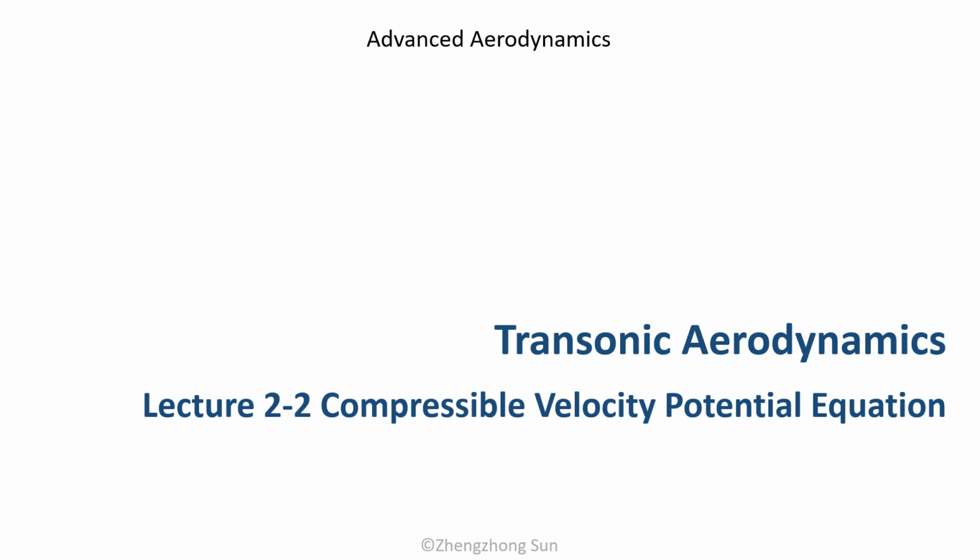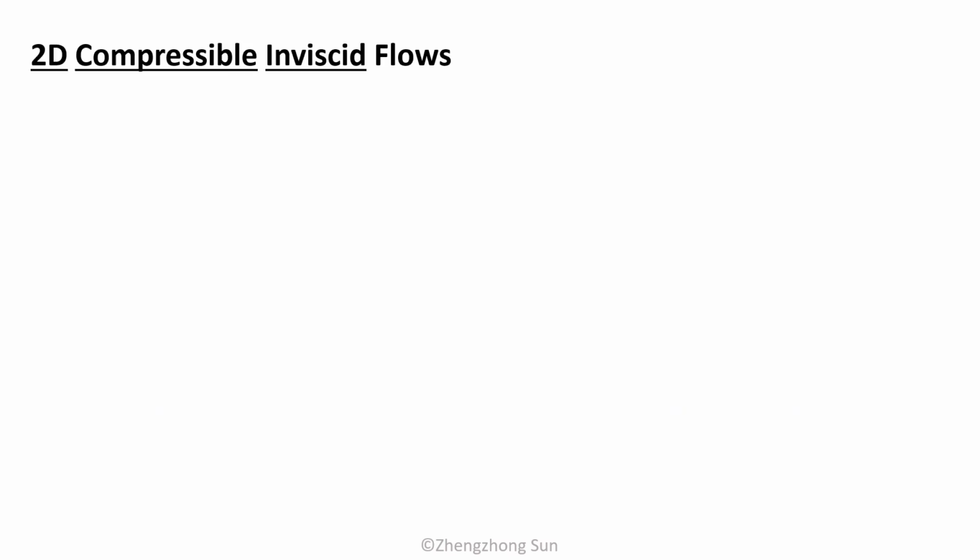Okay, so this is a second mini lecture about the governing equations for transonic aerodynamics. In the previous lecture, we've seen the full velocity potential equation for compressible flow, and we actually skipped the derivation. So in this mini lecture, we will derive the compressible velocity potential equation. So we'll see the procedure in here.